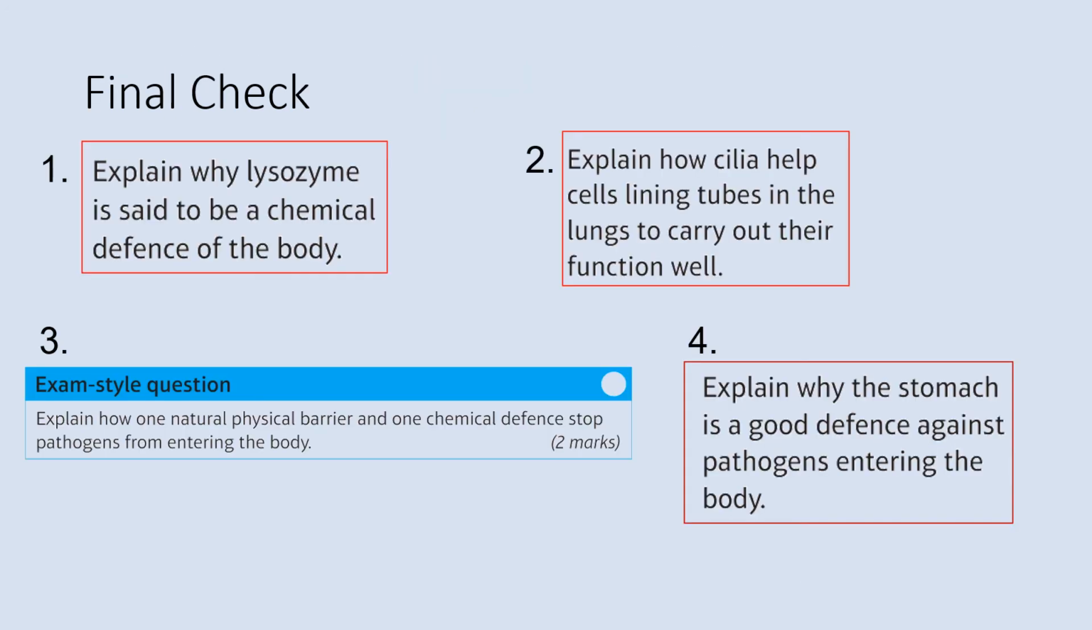Right, your final check. Please pick 2 of the 4 questions. We've got one about lysozymes, one about cilia, one about the stomach, and one explaining physical and chemical barriers. So when you are ready, please unpause it and check your answers to these questions, and then we'll finish on our worksheet.